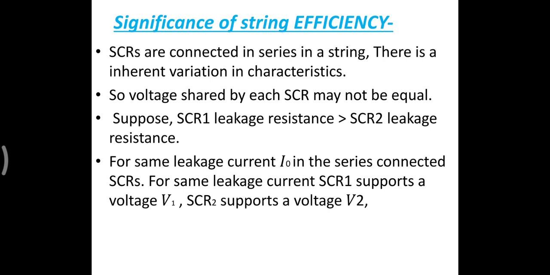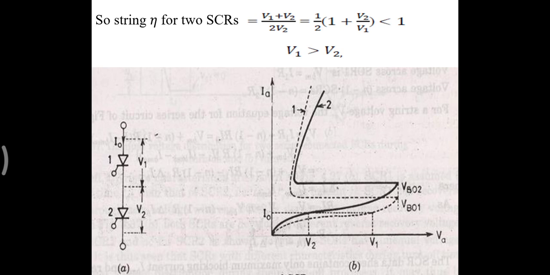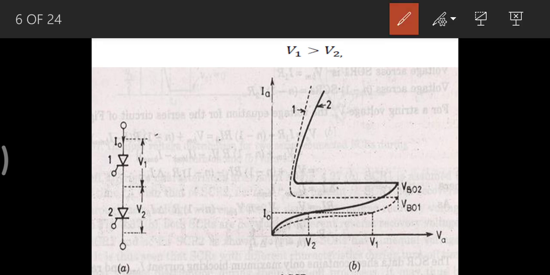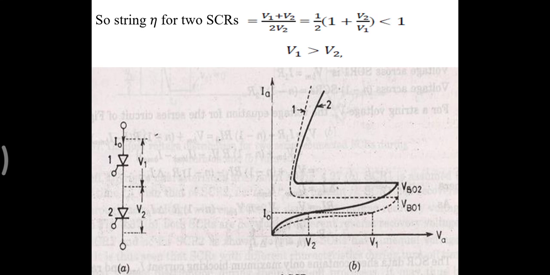At that situation, the string efficiency can be expressed as (V1 plus V2) divided by 2V2. This is the direct formula given for the calculation of the string efficiency. See here in the formula, the string efficiency of the 2 SCRs is given by (V1 plus V2) by 2V2, that is equal to 1 by 2 times (1 plus V2 by V1). That should be less than 1.